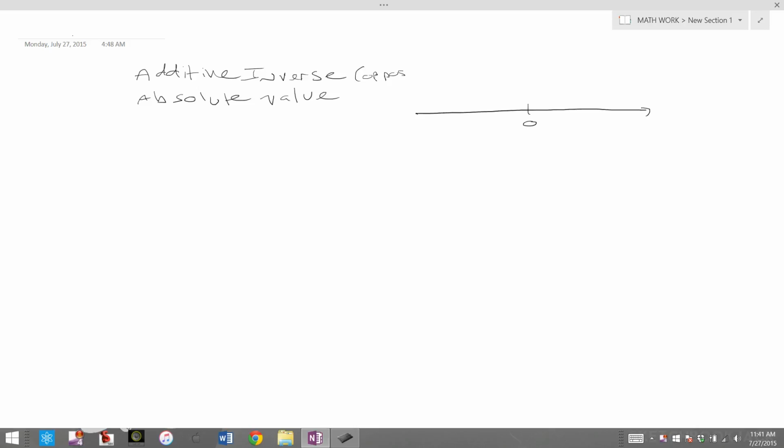Oh, I don't know what's going on here. Oh, you know what it was? I converted platforms. I'm no longer using the other program. I'm using OneNote, so the writing is different. So excuse that.